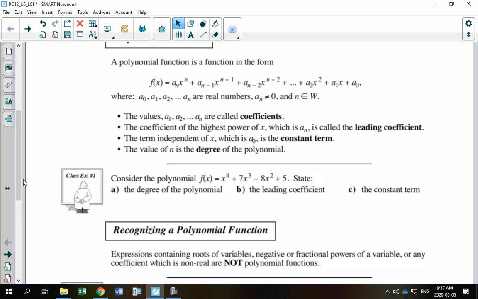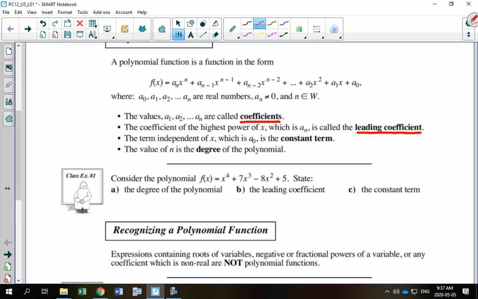Where a0, a1, a2, an are real numbers, and an can't be 0, and n is an element of whole numbers. What those values are, a1, a2, etc., are called our coefficients. The coefficient of the highest power of x is called the lead coefficient. So we take a look at our polynomial, whatever the highest power is, the number in front of that is called our lead coefficient.